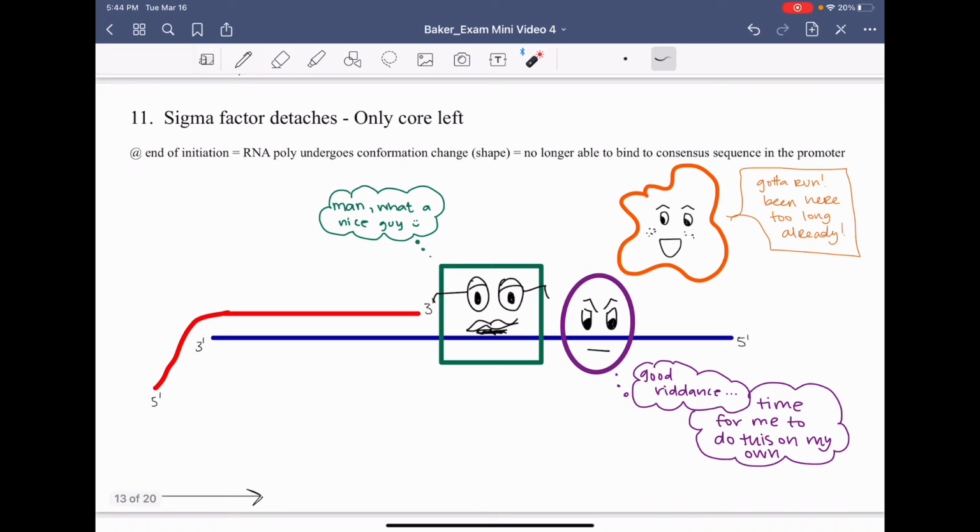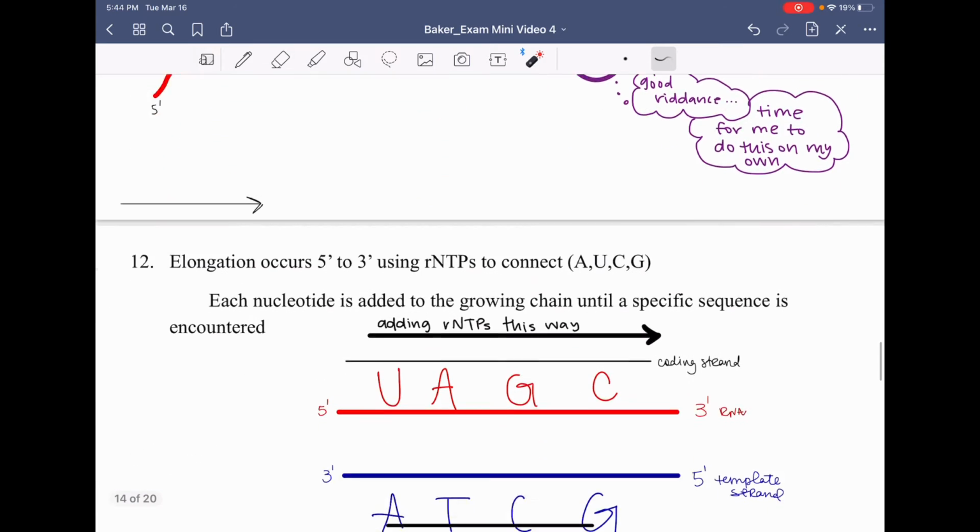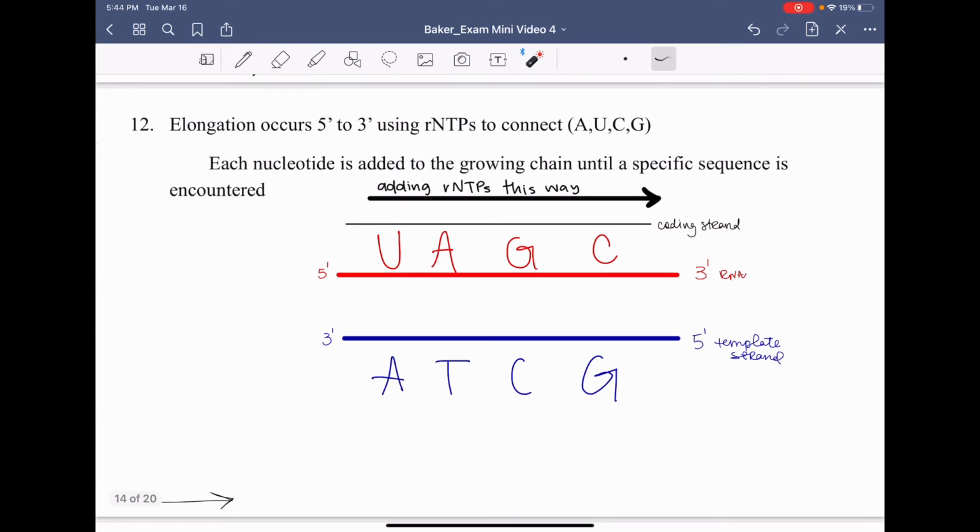The sigma factor is going to detach after about 9 to 12 bonds have been made, and it's going to leave the core and the RNA polymerase to do the work. Elongation is going to occur 5' to 3', so we're going to add on this end of the RNA, and in this example we are going from this way and we're going towards the right. I've also noted it down here on the left, just keep that in mind.